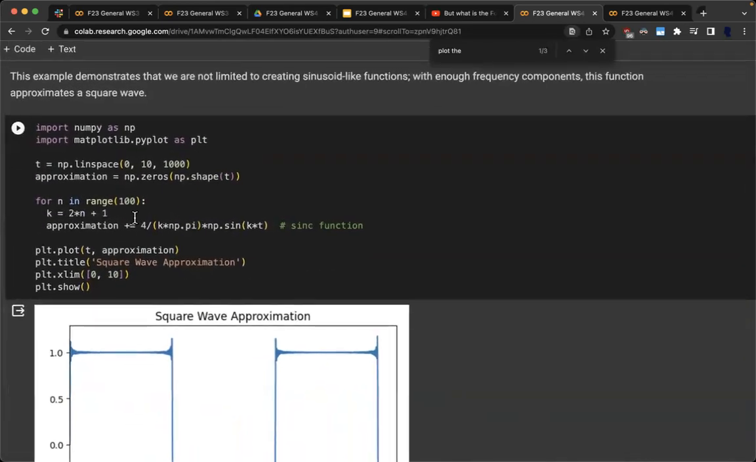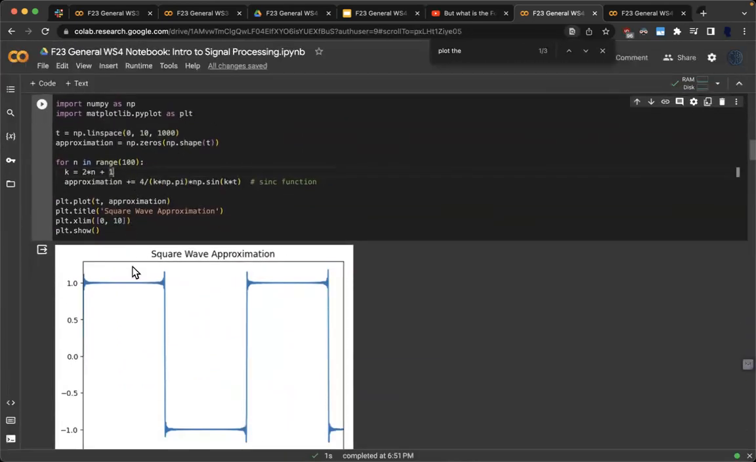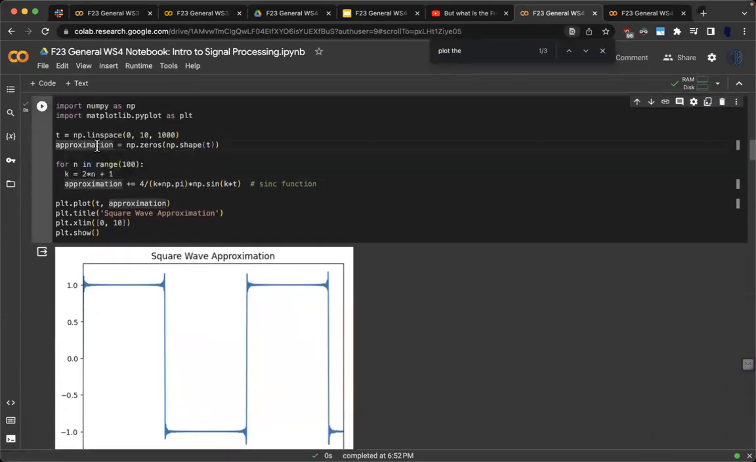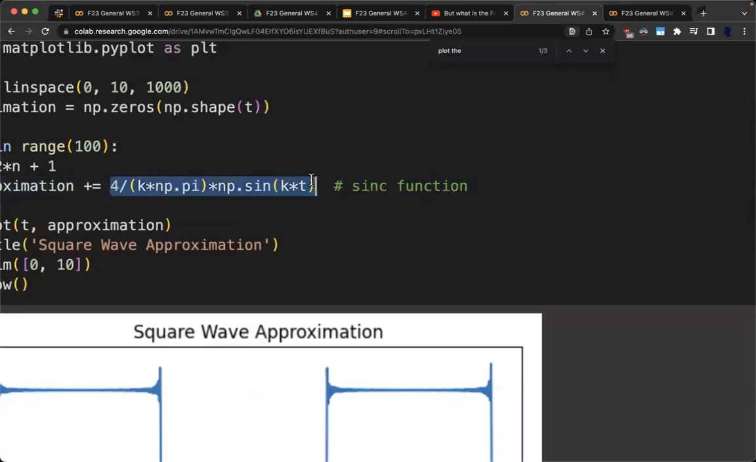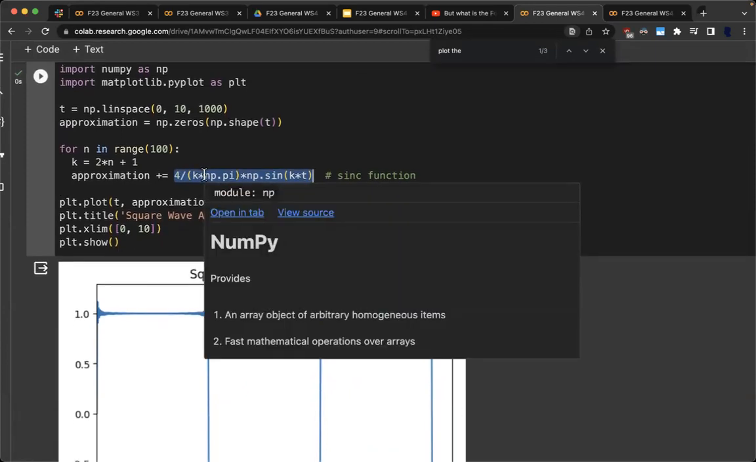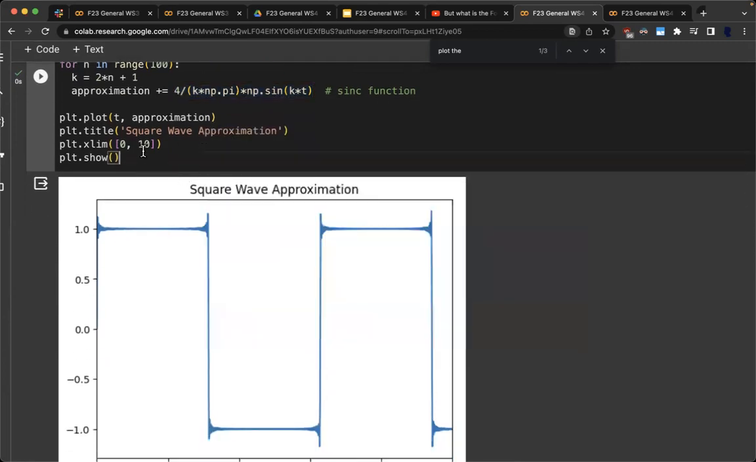Moving on, we're also going to demonstrate that it's possible to create any sort of periodic function using a linear combination of a bunch of sines and cosines. This is what we call a Fourier series. Here we get an approximation, which is initially just zeros. And then we add only sines. We're not adding cosines or anything, just sines. But we vary the frequency of the sines and also the amplitudes such that when you add them all together, it produces a square wave. So that's kind of a neat trick.